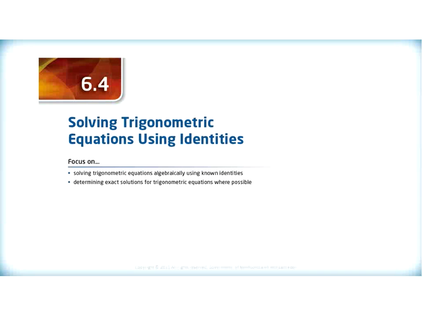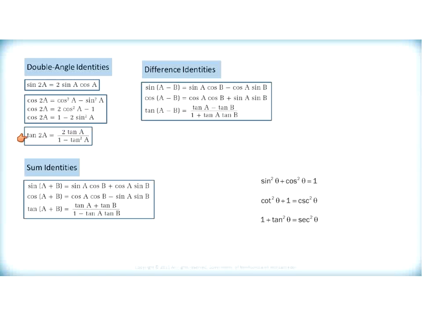Okay, first of all, as I said, this is from Section 6.4, and the focus is going to be on solving trigonometric equations algebraically using known identities and determining exact solutions of trigonometric equations where possible. Again, your double angle identities, you need to know these, of course, your difference identities, your sum identities, and your Pythagorean identities. Again, all of these will be given to you on your exam, so there's no need of memorizing them, but you need to be able to apply them.